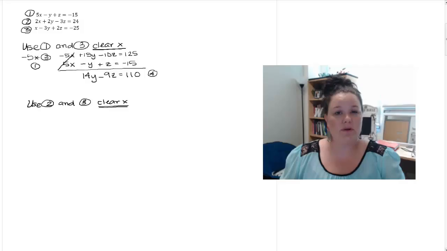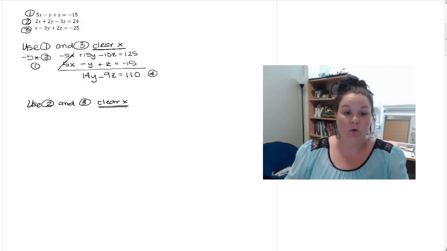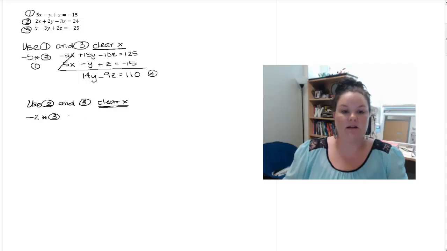So equation number 3, I really need that x coefficient to be a -2. So I need to multiply equation number 3 by -2. So I'm going to do -2 times equation number 3, and I'm going to write that here. If I multiply every term in equation number 3 by -2, I'm going to get -2x. I'm going to get positive 6y. I'm going to get -4z. And -2 times -25 is positive 50.